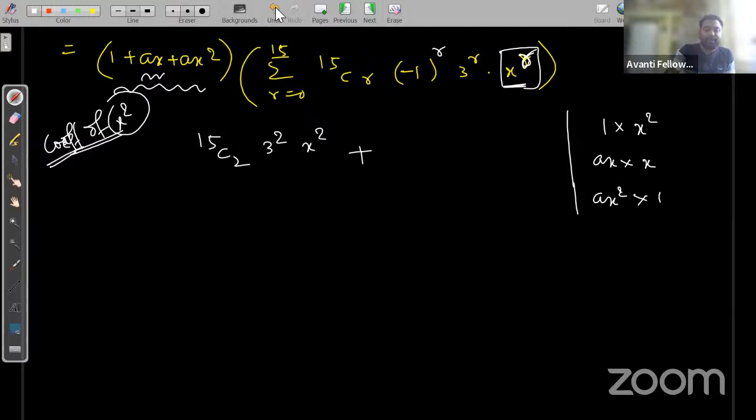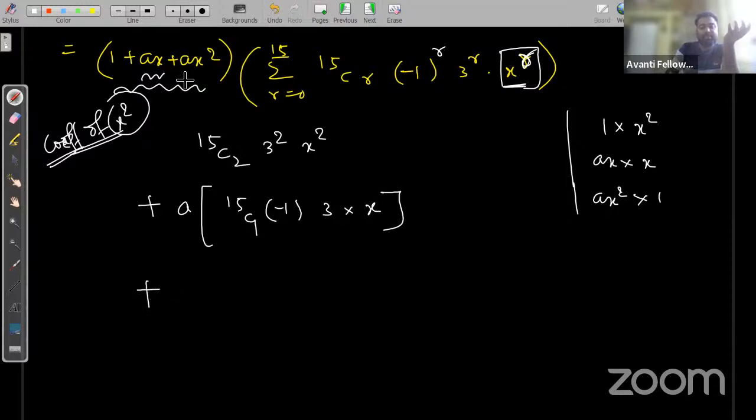So the second term: if we multiply plus a into x, we need to make r as 1. So this will be 15C1 into (minus 1) to the power 1, which is minus 1, into 3 to the power 1 into x, right? Plus similarly bx square. So it is a or b, sorry, b. This is b.